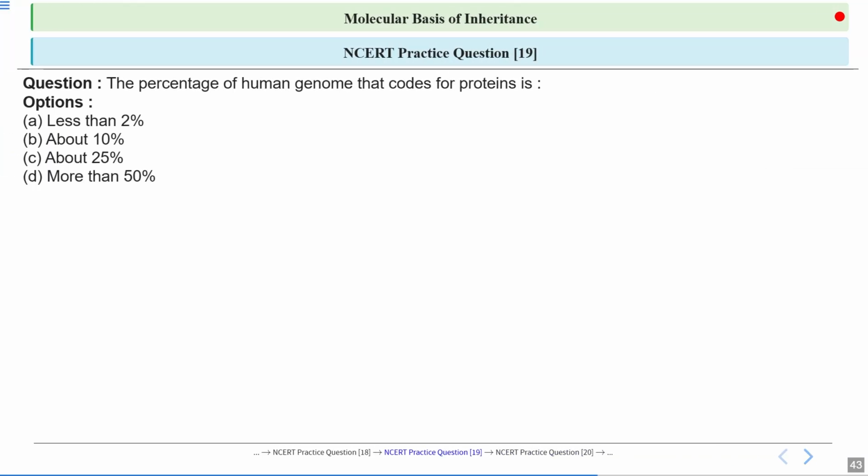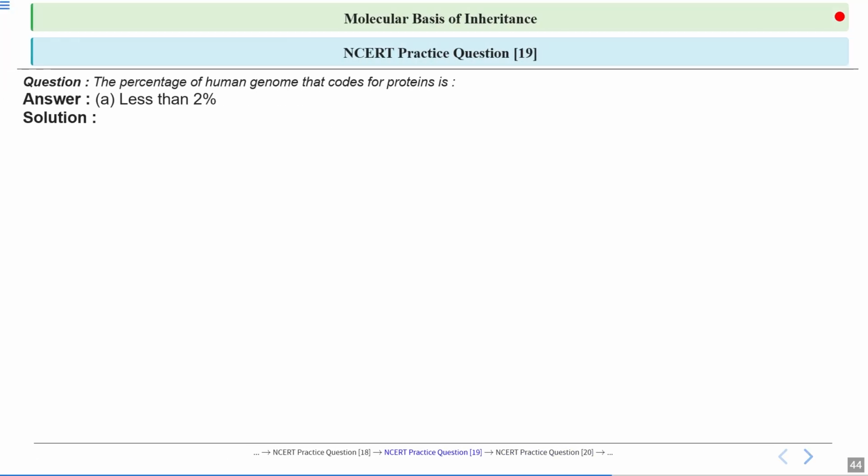Next question, the percentage of the human genome that codes for protein is. So options are less than 2%, about 10%, about 25%, or more than 50%. What is the correct answer? So let's have a look at the answer. See, less than 2%, this is the correct answer.